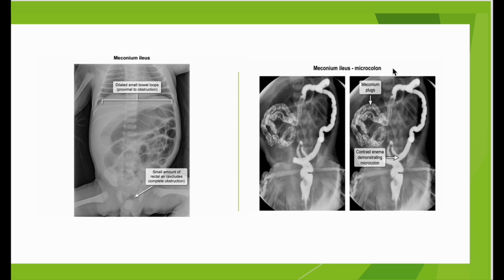So this is meconium ileus, and this is how it looks on X-ray. So there are dilated small bowel loops proximal to the obstruction. So this is the dilated portion that is being shown from this point to that point. And then there is also microcolon seen in meconium ileus. So you can see that the colon looks very small in size because it's being underused. And then you can see some meconium plaques right here on contrast enema.